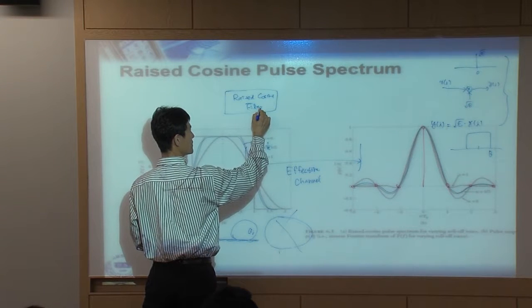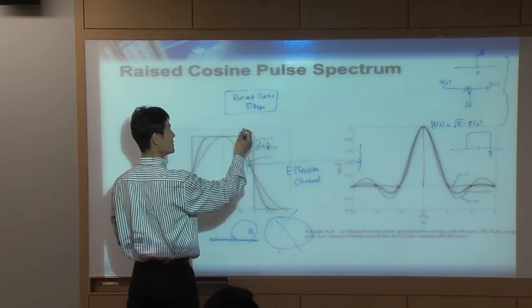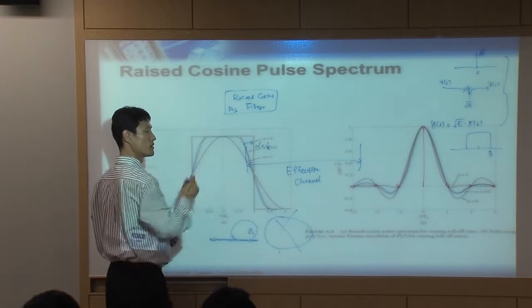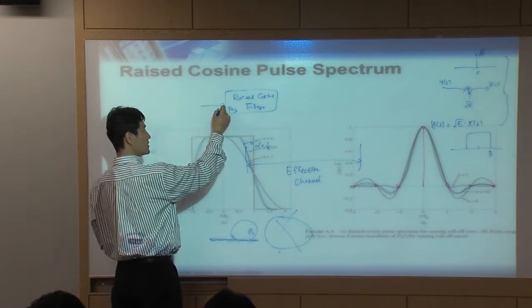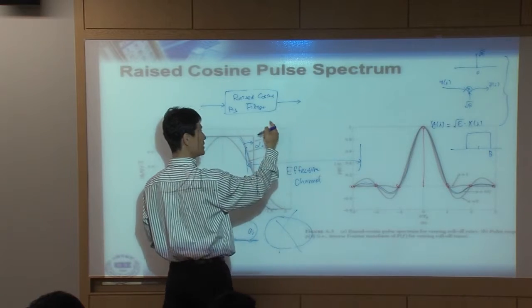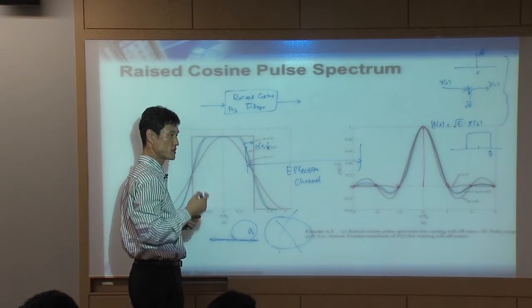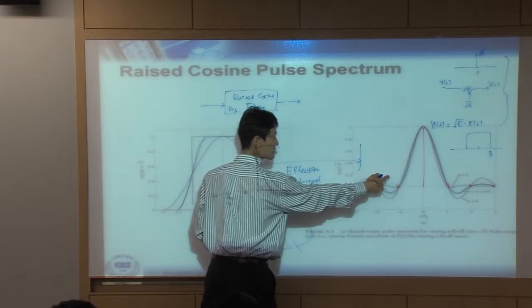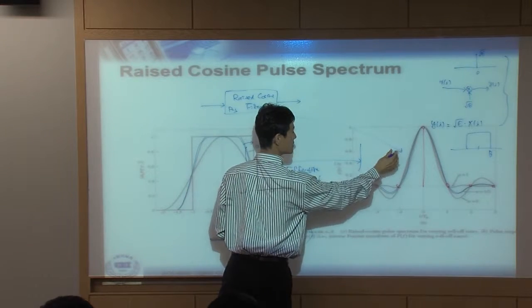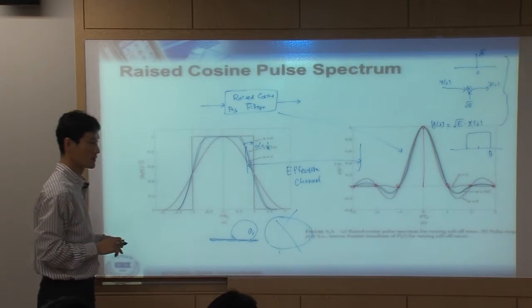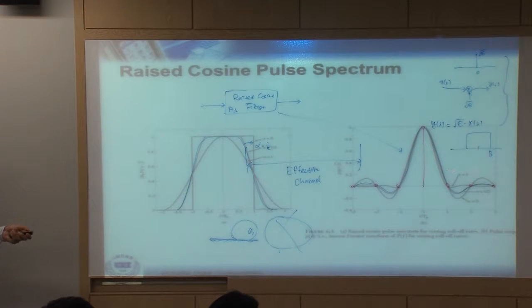This is a pulse shaping filter, but anyway, this is a filter. So of course, since this is a filter, you have an input and you have an output. This filter has an impulse response in the time domain, and that is the impulse response of the filter.